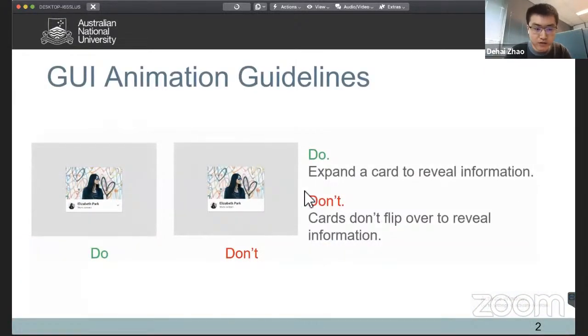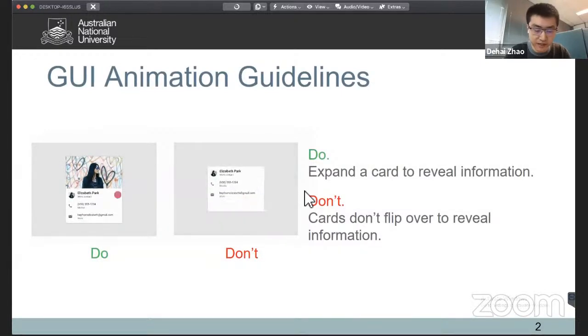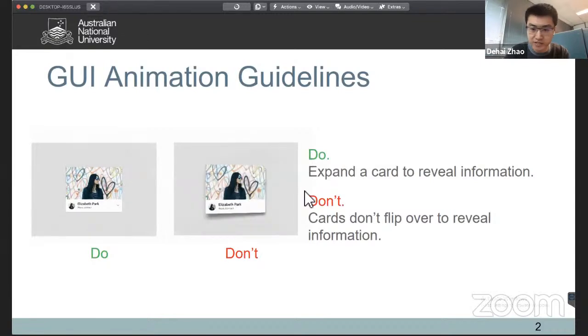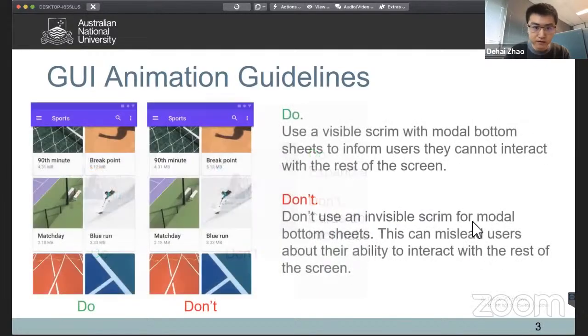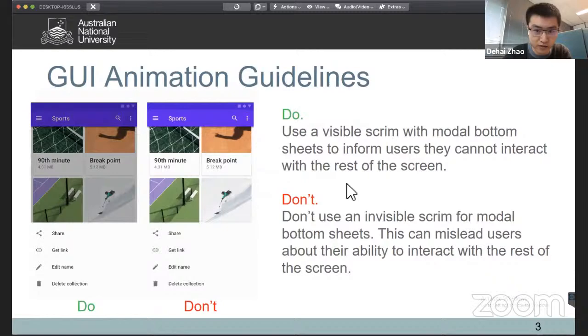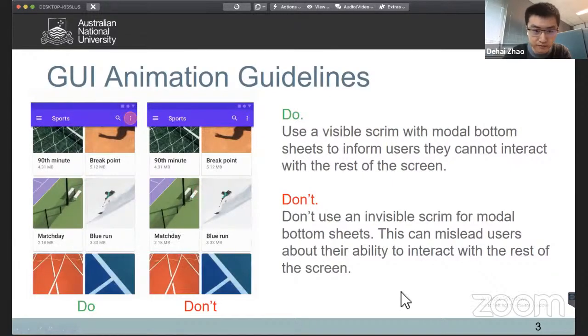Mobile platforms provide GUI design guidelines, such as Google Material Design, for developers. Here are examples from Google Material Design. It says expand the card to reveal information, but don't flip over to reveal information. Another example is about a bottom sheet. It says use a visible screen with modal bottom sheet to inform users they cannot interact with the rest of the screen, but don't use an invisible screen for modal bottom sheets.